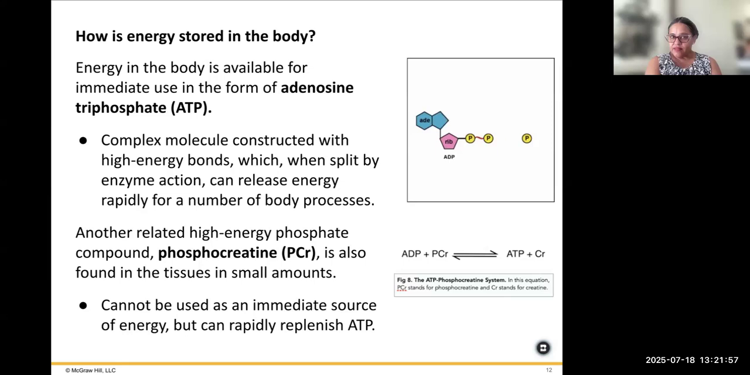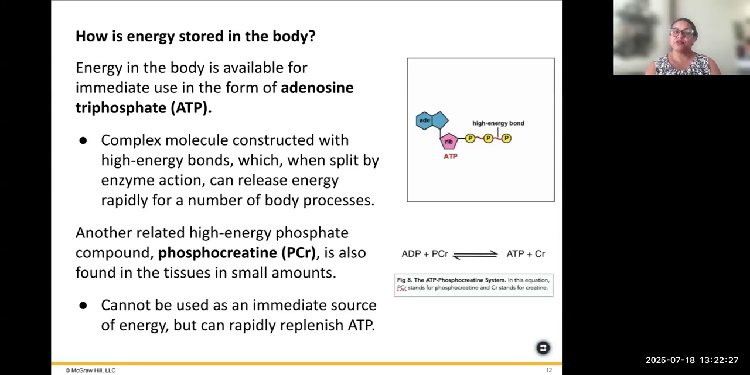How is energy stored in the body? Energy in the body is available for immediate use in the form of adenosine triphosphate. That's a term you should have learned about in previous courses. The GIF on the right is going through ATP, breaks off one of the phosphates. That's where the energy comes from. Like I said in one of those first slides, that bond gets broken, we get that energy.